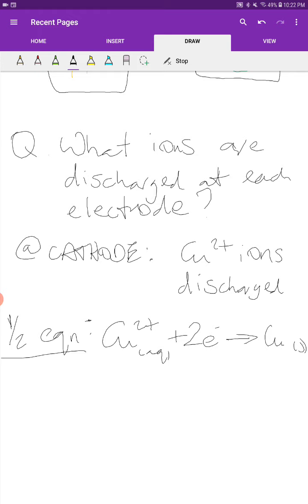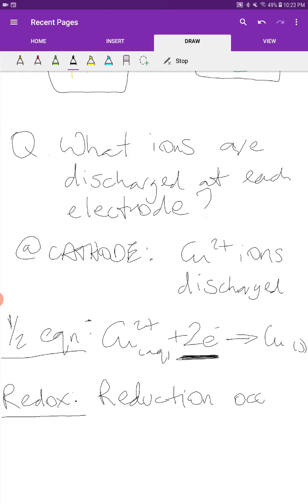You may also be asked what is the redox process that is occurring at that electrode. Now, since you are adding electrons, think about your oil rig. Oxidation is loss, reduction is gain. So what redox process is occurring at your cathode? Reduction is occurring at that electrode.